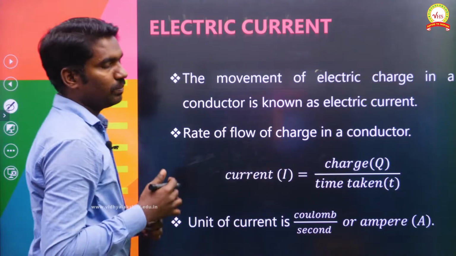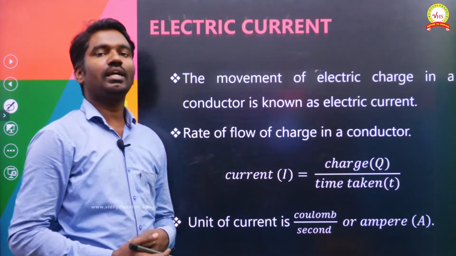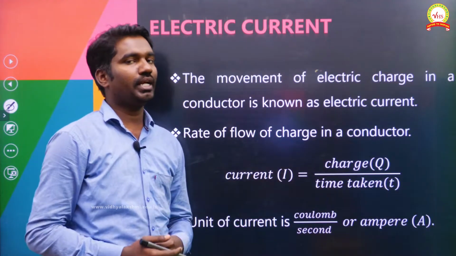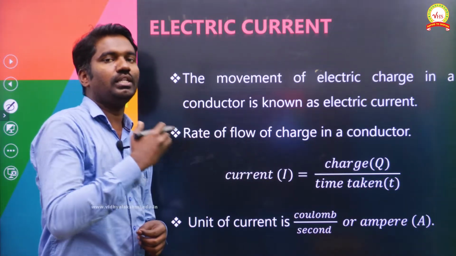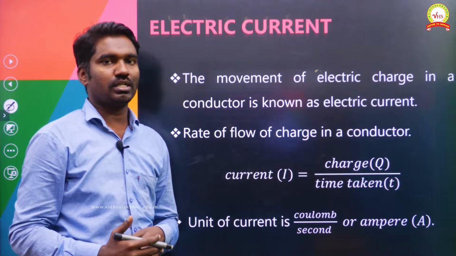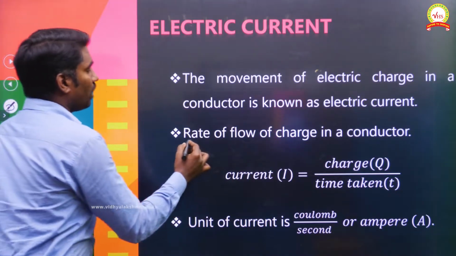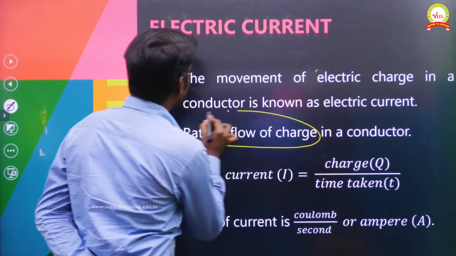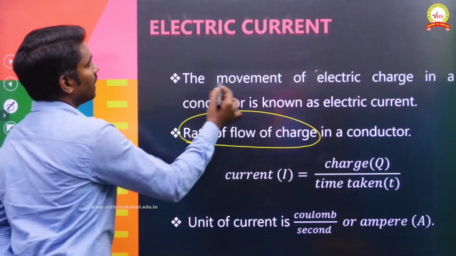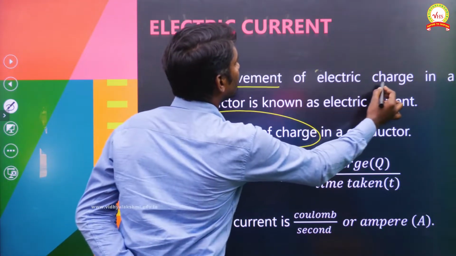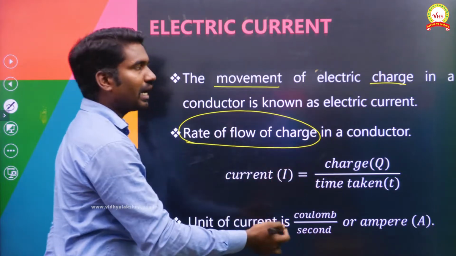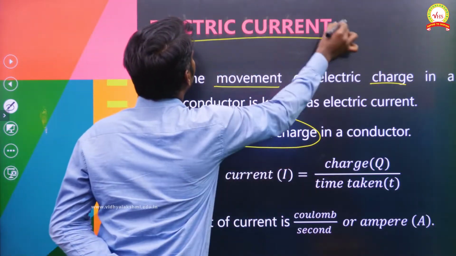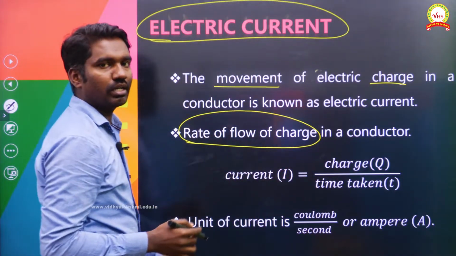So the next one is the main topic: the electric current. What is the meaning of the word electric current? Already we said that in a conductor only, the current will pass, right? So the rate of flow of charges, that means the movement of charge, in a conductor is called the electric current.